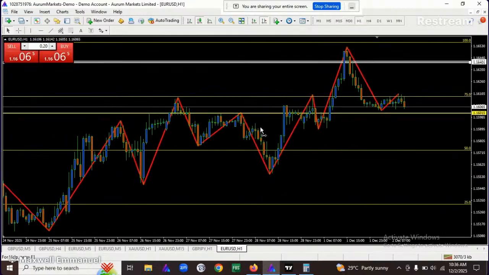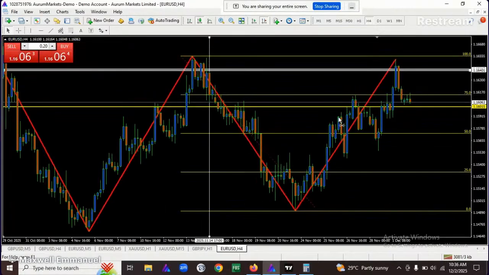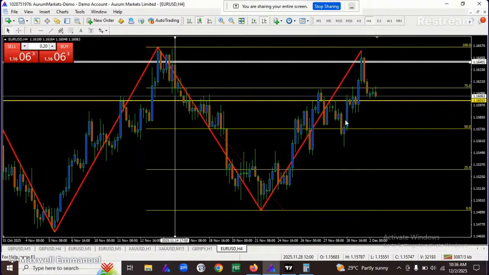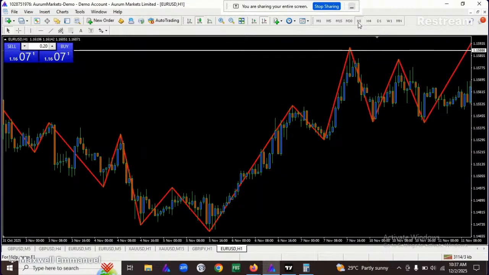And if the market is able to break this low, you can now adjust your stop loss. This could be the next draw on liquidity on Euro USD. So once price breaks this relative equal low, you can now adjust your stop loss to the high of this candle. Okay, that's my take on Euro USD. I hope that is clear.